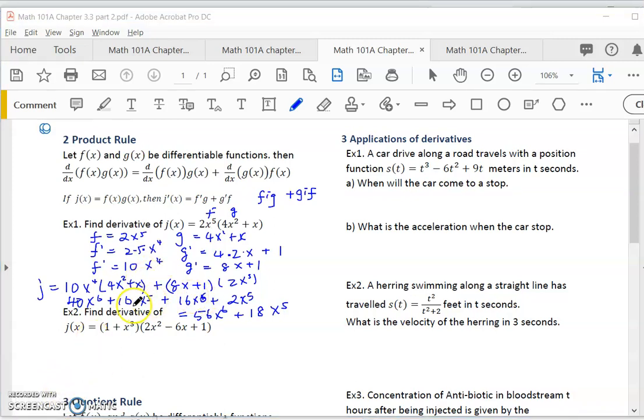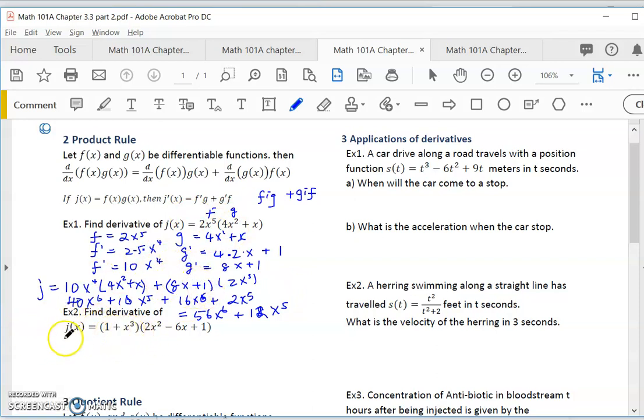Oh, I see a mistake. So this one is a 10. So when I add 2, instead of 18, it should actually be 12. Okay. So 56x to the 6 plus 12x to the 5. So that's how you do the product rule, f prime g and g prime f.